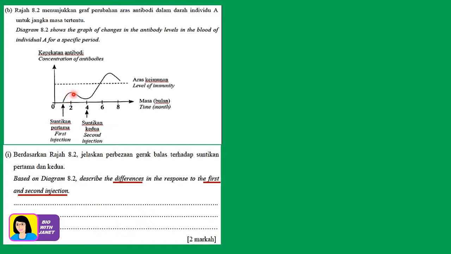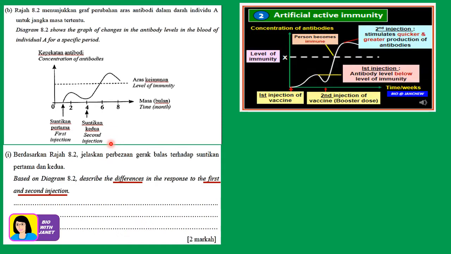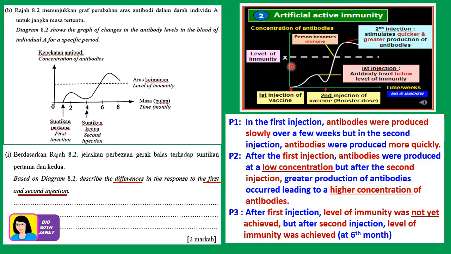The level of antibodies increases and then decreases down to a low level. Then in the 4th month, the second injection is given. So this is the second response, or response to the second injection. This curve here. So let's look at the differences and compare and state the differences. Here I show the graph from my video because you can see the gradient more clearly. This graph is similar to the graph in the question.